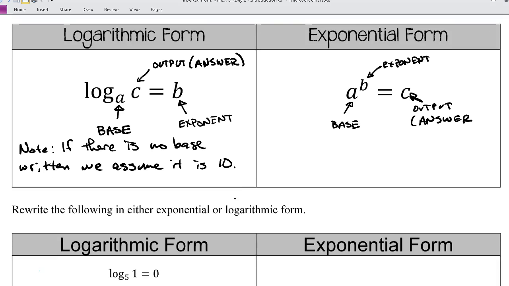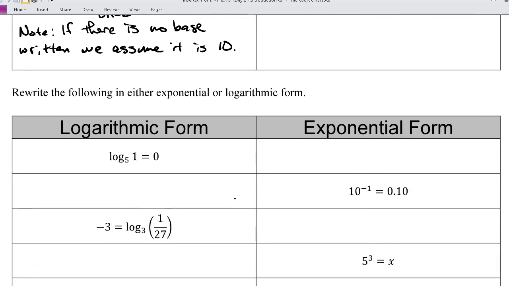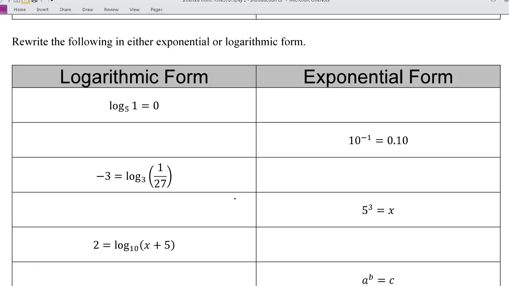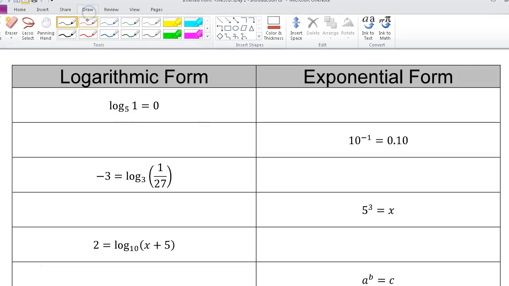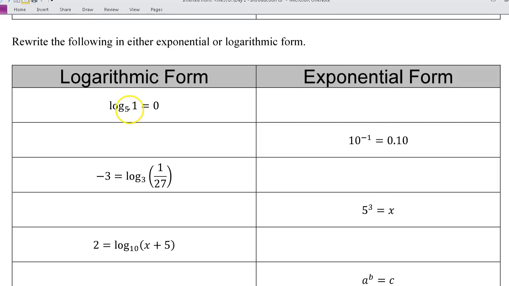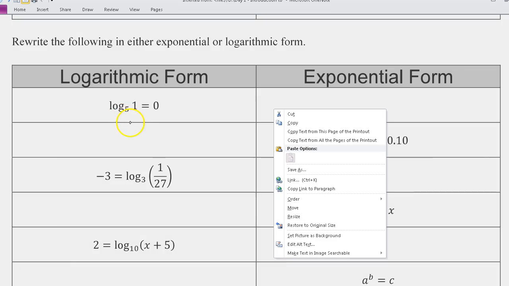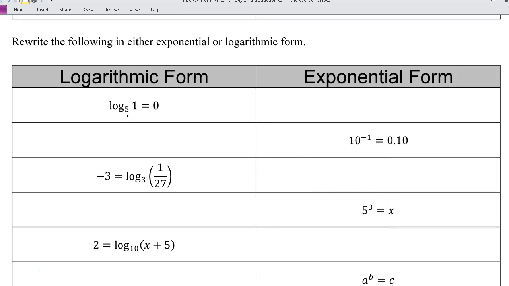Okay, so let's take a look at rewriting. We've got a few examples here going back and forth. So when we're going from logarithmic form to exponential form, I know some teachers like to teach this around the world technique. So we start here at the base, and we go around this way, and then around this way. So then if we're going to write this in exponential form, we would have 5 is our base, 0 is our exponent, and 1 is our output.